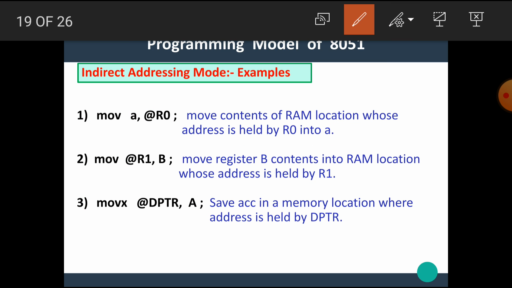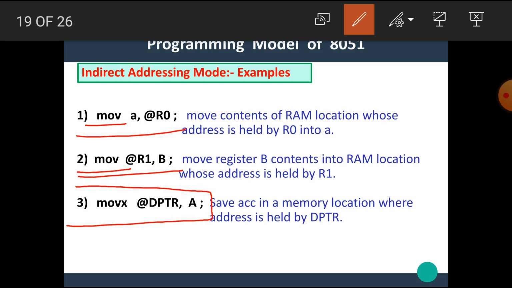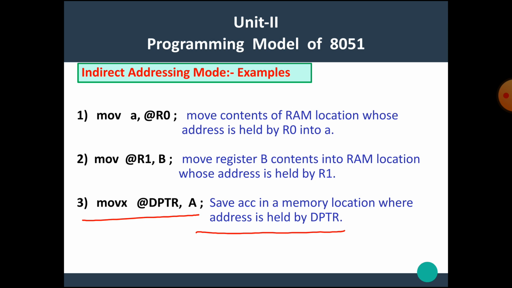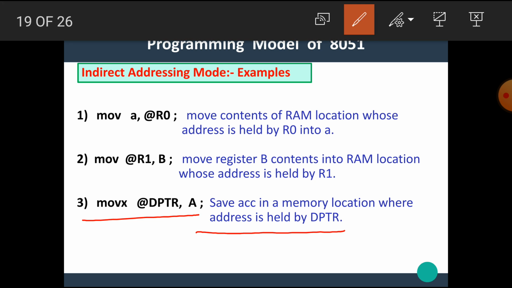Why this? Because the move operation is done inside the internal memory, but here we use the external memory. Hence, for the external operation, we use the mnemonic MOVX. The instruction is MOVX @DPTR, A. That means save the accumulator in a memory location whose address is held by the DPTR register.